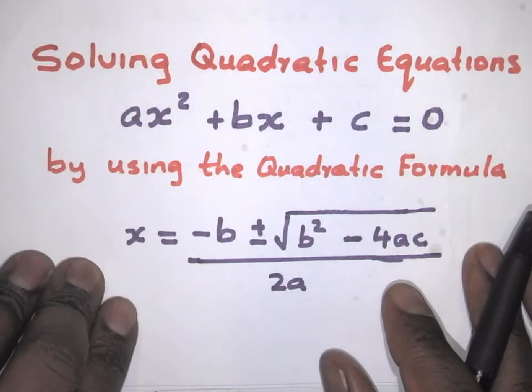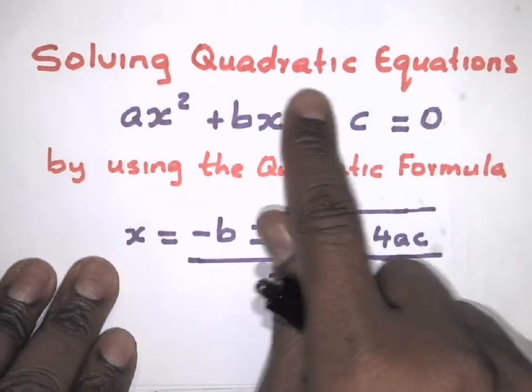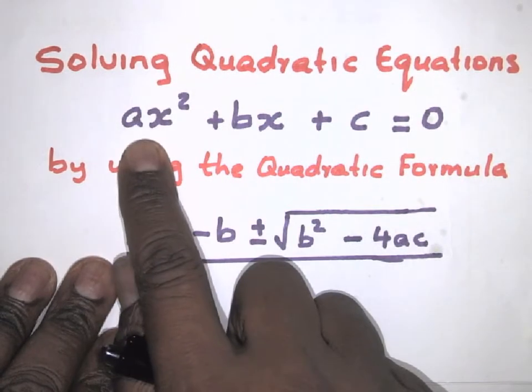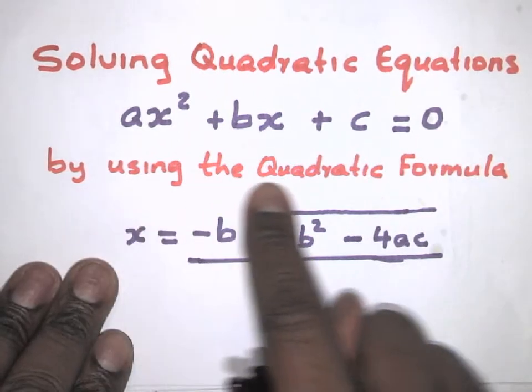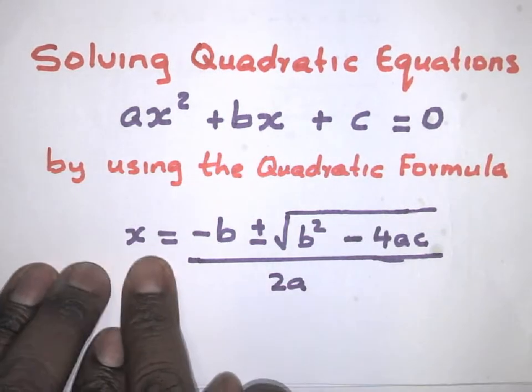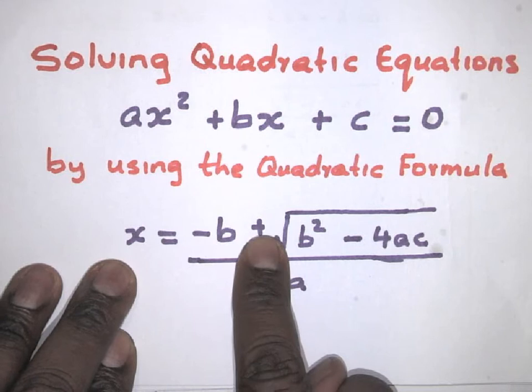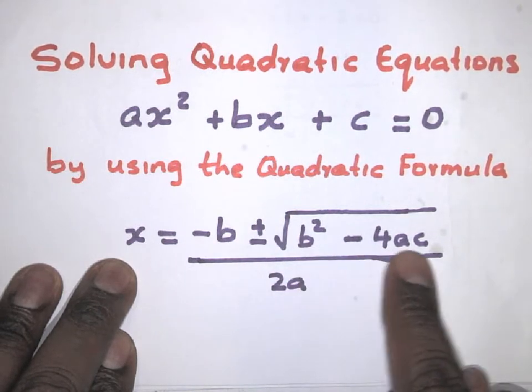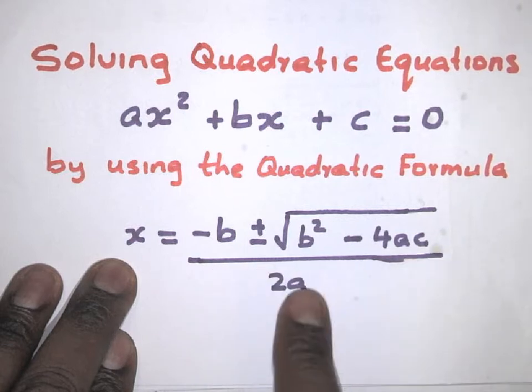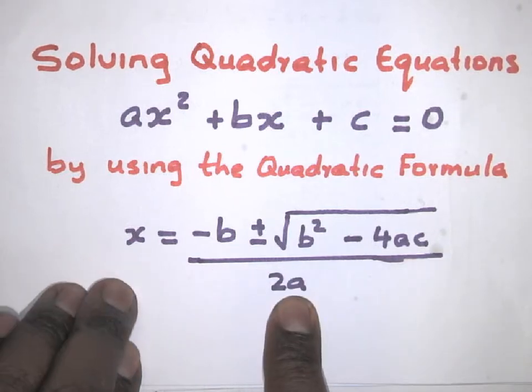Hi, grade 11s. Today we'll be solving quadratic equations ax squared plus bx plus c equals 0 by using the quadratic formula, which is x equals minus b plus or minus the square root of b squared minus 4ac, all of that being divided by 2a.